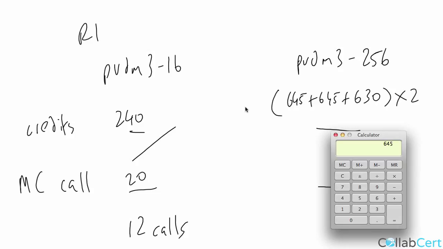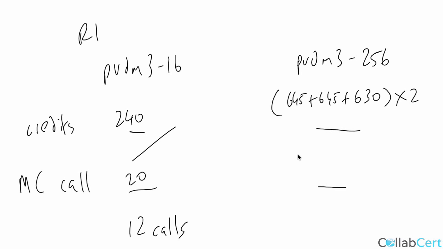Okay, 645 plus 645 plus 630. 42, 43, 43, 42 channels. 1920 multiplied by 2 gives us 3840. So let me write that value there, 3840 credits for a medium complexity call. Let's go and have a look at that.